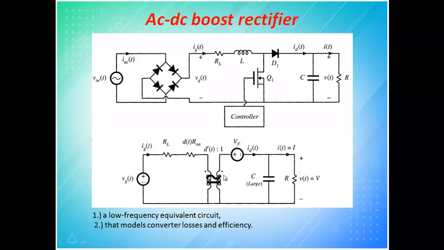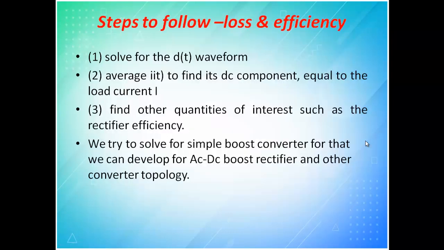So it is changing in nature, and a change in output will be there. Okay, so that is with respect to the equivalent circuit of the rectifier and converter. Now the steps to be followed are: solve for the d(t) waveform, then find the average current, then find other quantities like efficiency.